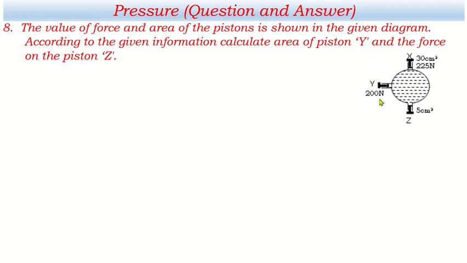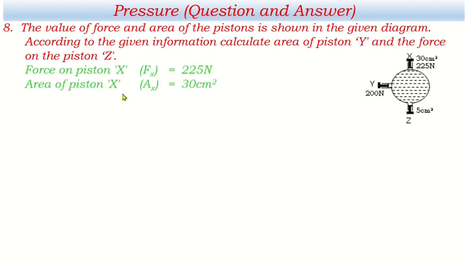We have to calculate the area of piston Y. Here force is given, area we have to calculate, and the force acting on Z we also have to calculate. Area of Z is given but force is not given. So first we have to write the given information. About the piston X, we are given the force on piston X, which can be represented by Fx. This is equal to 225 Newton, and the area of the piston X is also given, symbolically Ax, area of X, equal to 30 centimeters square.